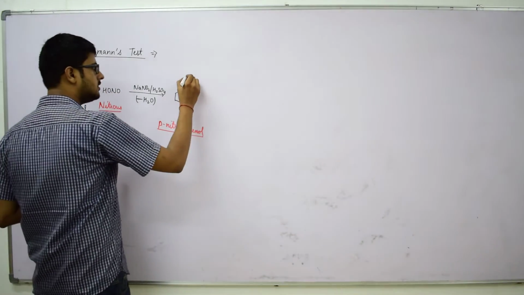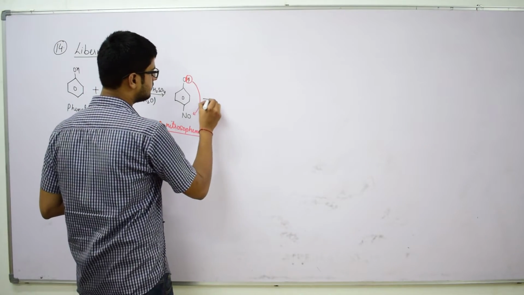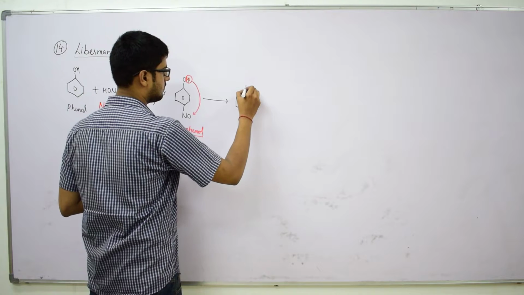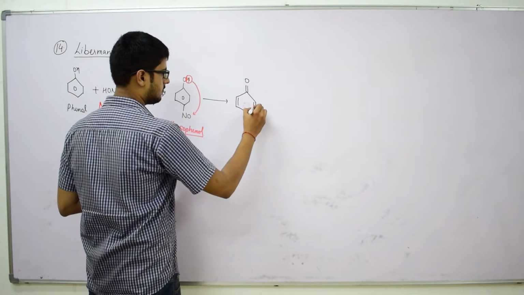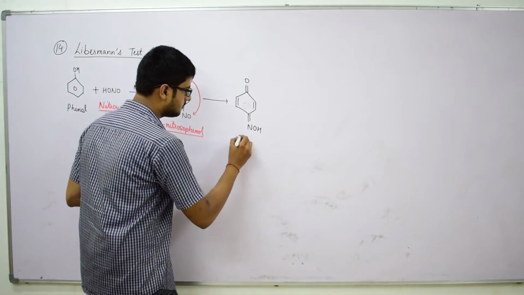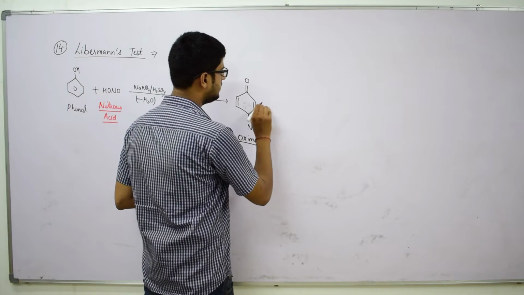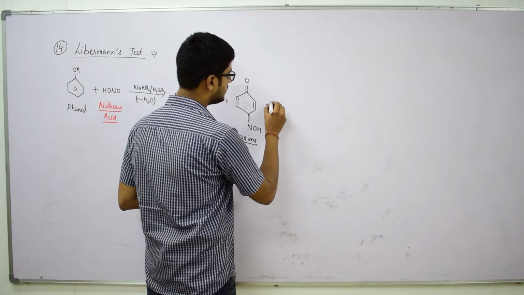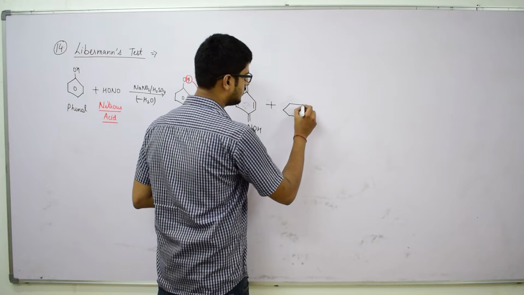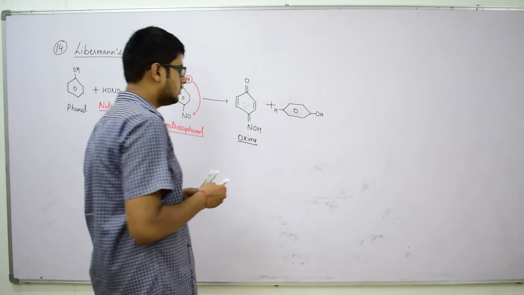In the next reaction, hydrogen displacement takes place and it comes over here, leading to the formation of oxime. This is oxime. In the next step, this oxime is treated with phenol, and here it is a hydrogen atom, we already know. So, this is phenol.